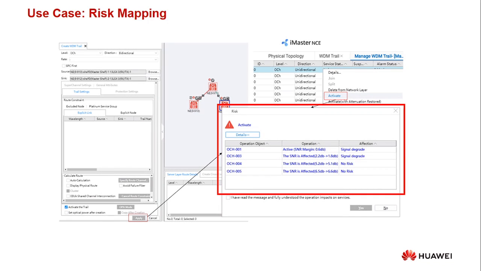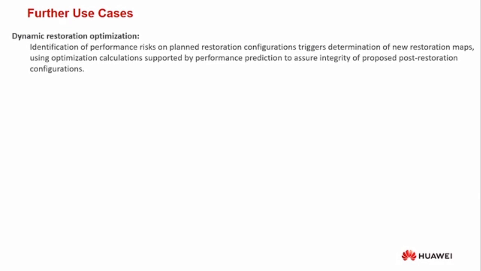So as you can see, for example, here, there's a prospective channel add. The channels potentially affected and how are flagged to the user for a choice whether or not to proceed or to carry on with some kind of optimized operation. Once we've done that, of course, we can proceed to dynamic restoration optimization, right? The identification of risks could trigger the determination of a new restoration map, and that could be pressed directly into active standby state.